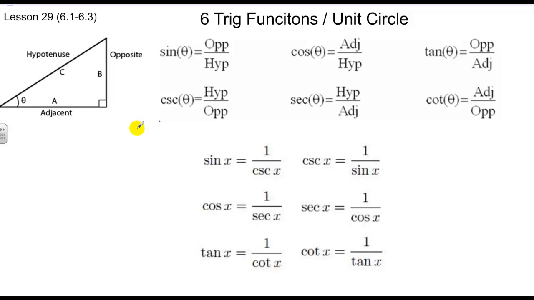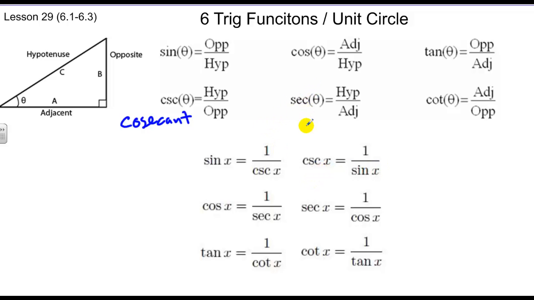Now, these you may not have come across at this point. There's something called a cosecant. Let's write it out. Cosecant, which is the reciprocal of sine. You can see that right here. The cosecant is the reciprocal of sine.